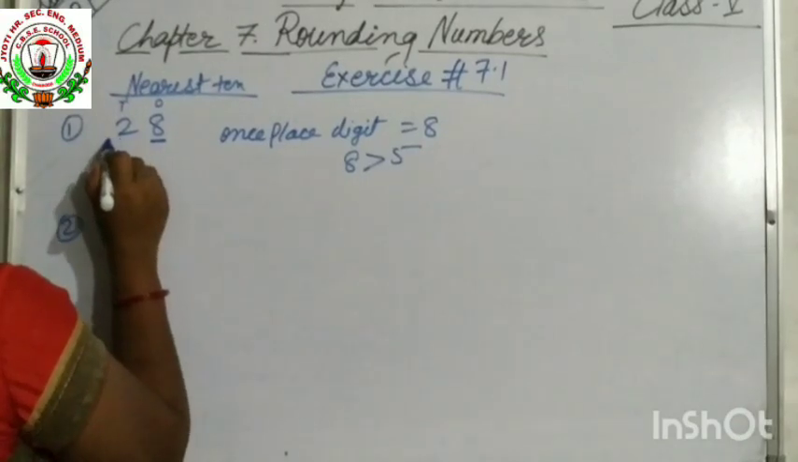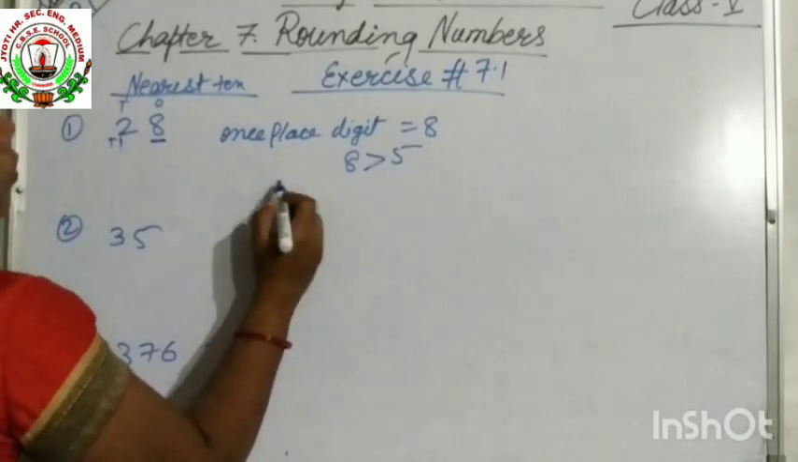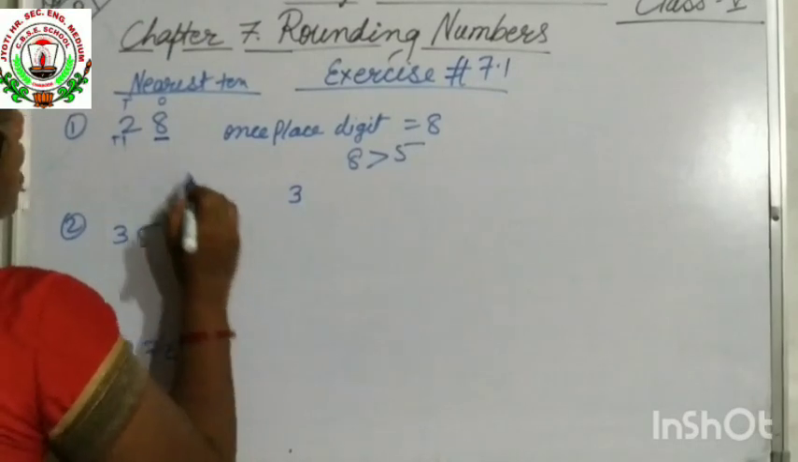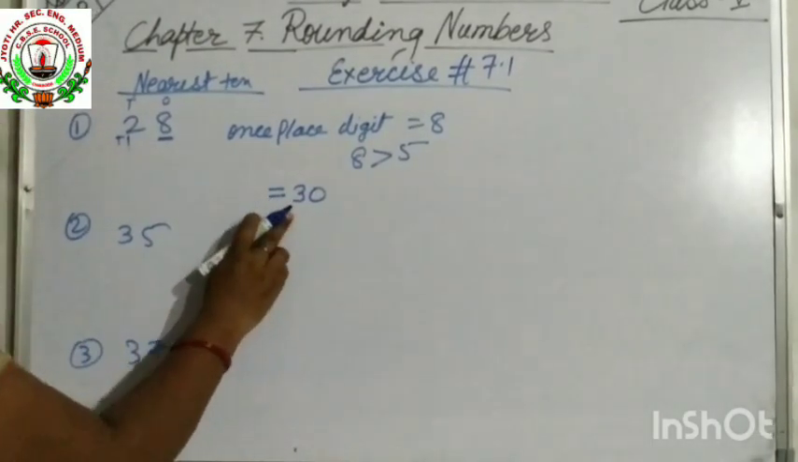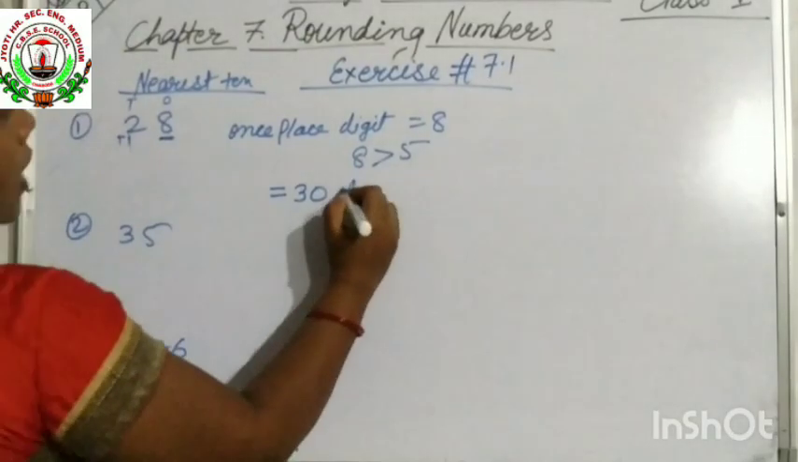You will add 1 here. When you add 2 plus 1, we get 3, and this digit will be 0. So its nearest number is 30. So it is the answer.